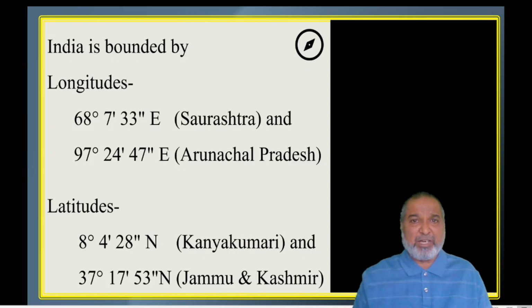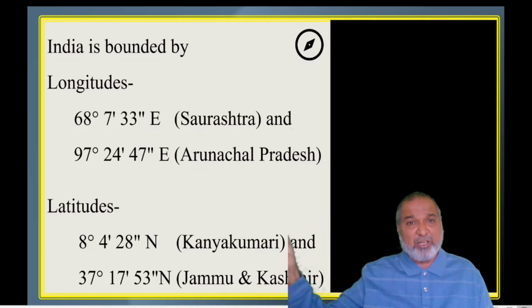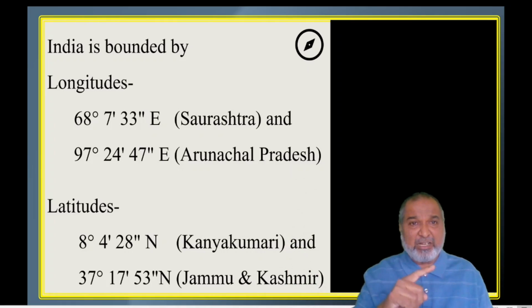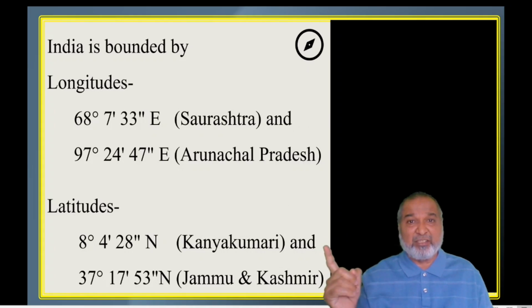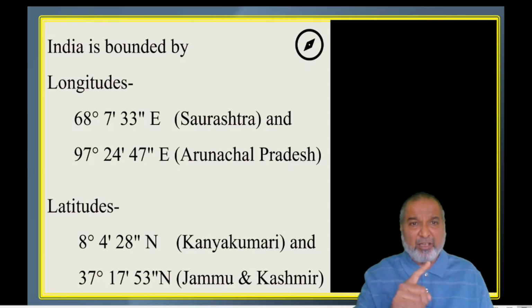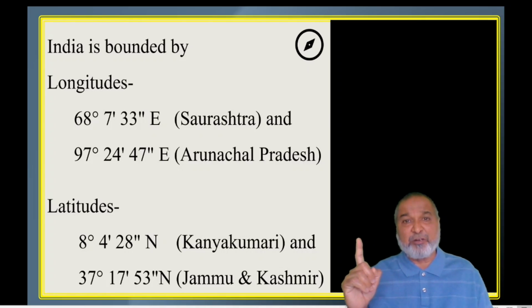The longitudes which are there, you can see, right from Saurashtra. Where is Saurashtra? Can you imagine, if you remember, where the place of Saurashtra is? It is towards the west side, Gujarat, yes, and Arunachal Pradesh is towards the east side. So 68 degrees 7 minutes 33 seconds east, that is Saurashtra, and 97 degrees 24 minutes east, that is Arunachal Pradesh.